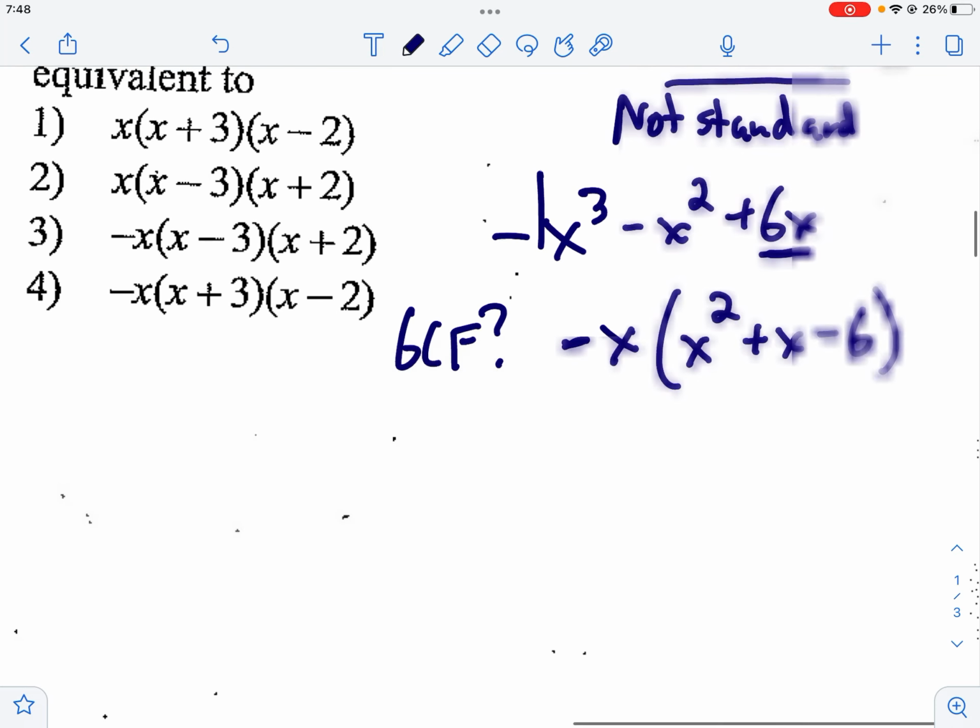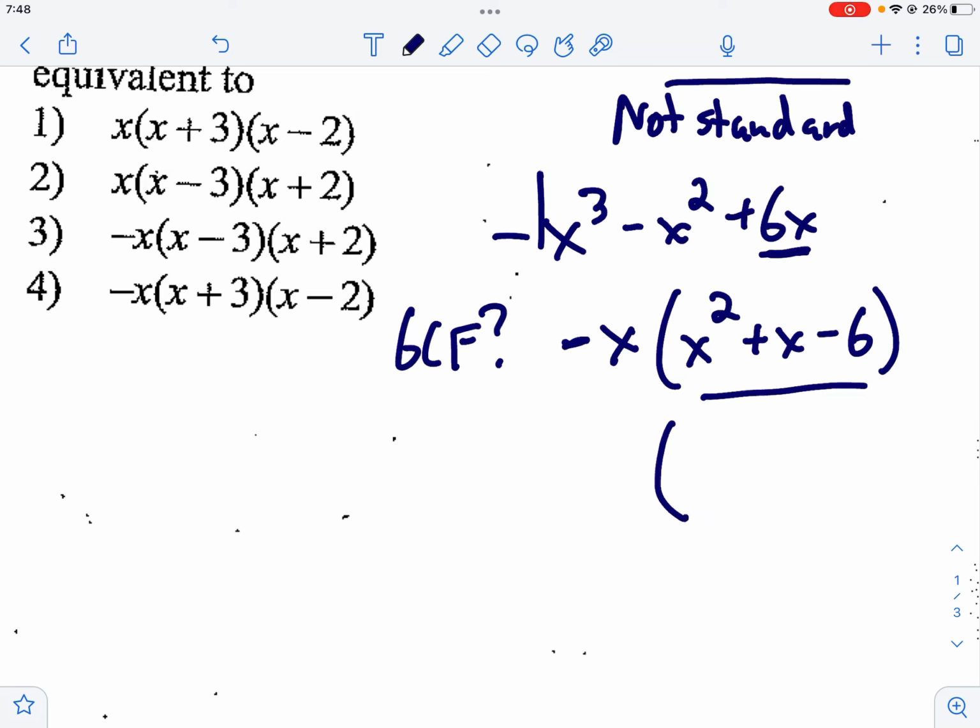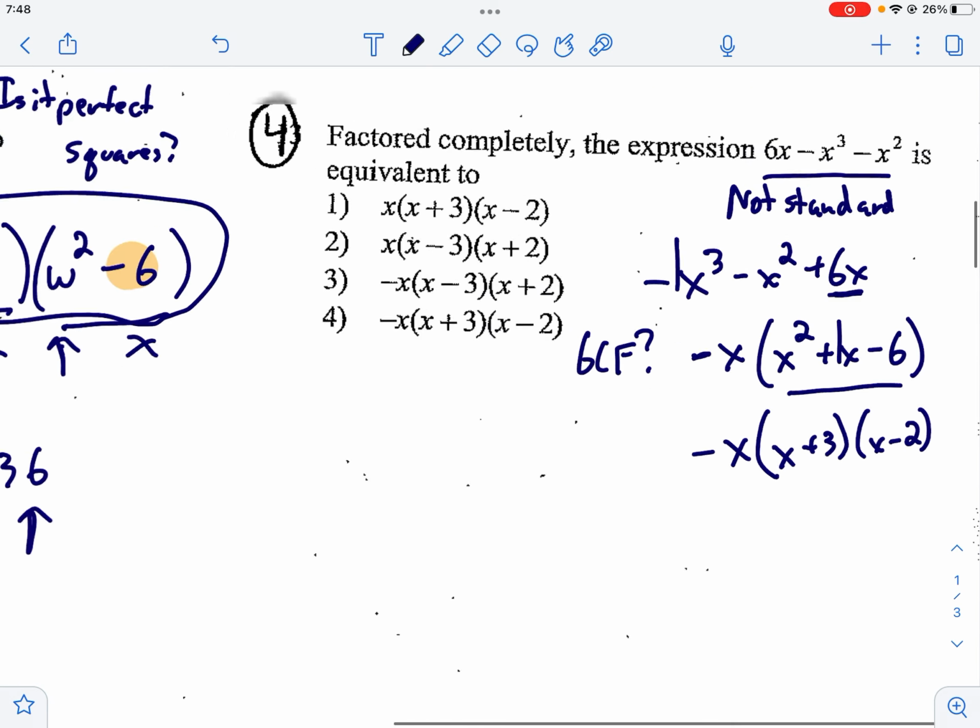After that, we can ask ourselves whether we're able to factor this trinomial further. x squared plus x minus 6. We're looking for two numbers that multiply to negative 6 and add to positive 1. That would be x plus 3 and x minus 2. Again, there's a negative x in the front because that was the greatest common factor.